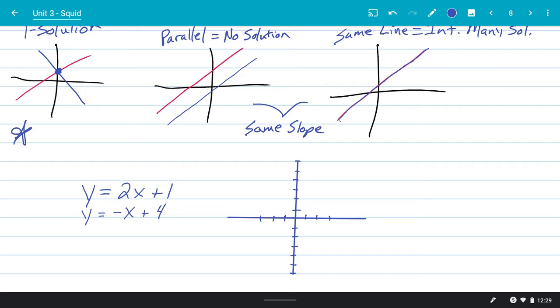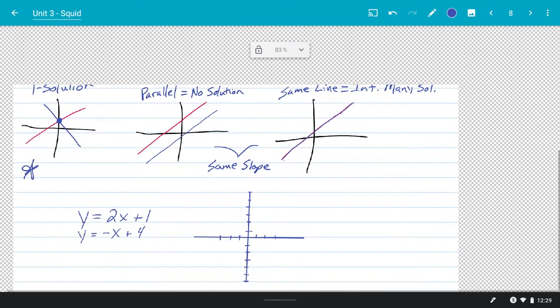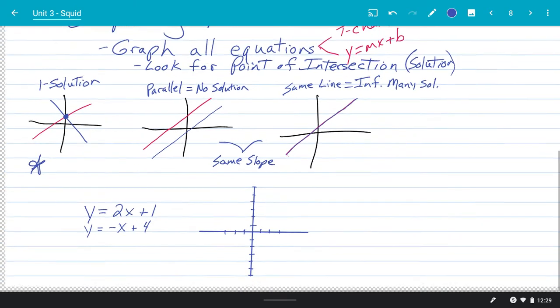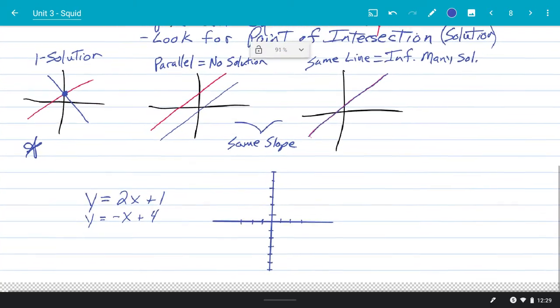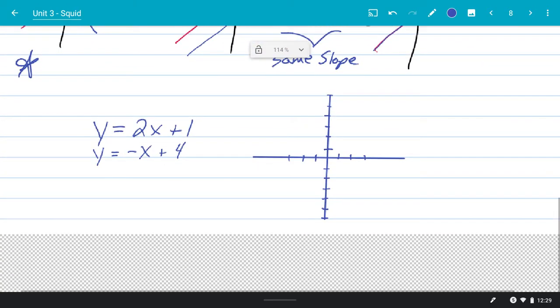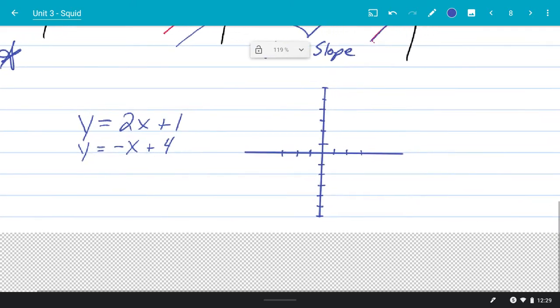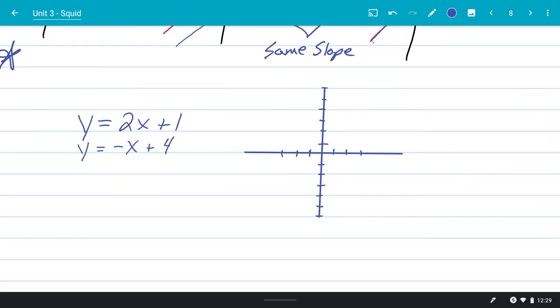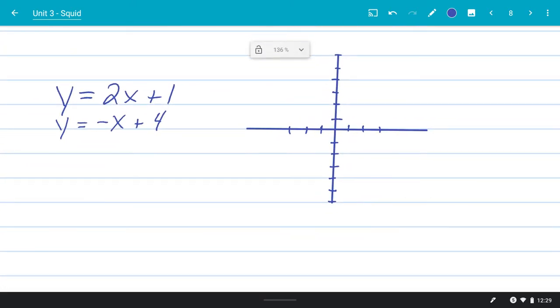So we've discussed what can happen when solving a system by graphing. We could have one solution, no solution, or infinitely many solutions. And we talked about getting both equations in slope-intercept form. So let's start by looking at it. I have a system set up here and ready to go.